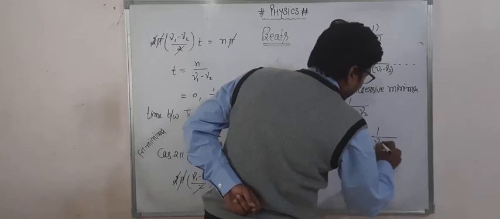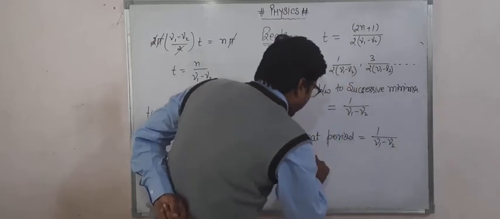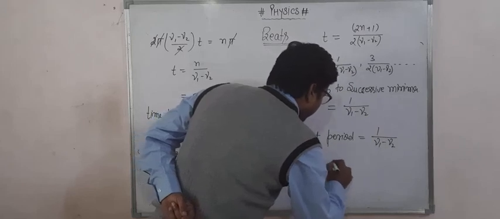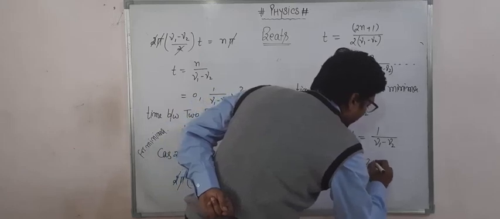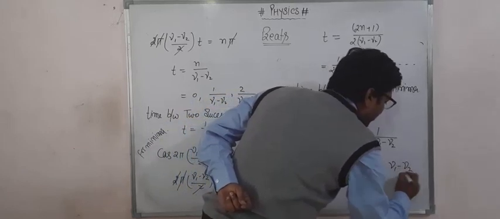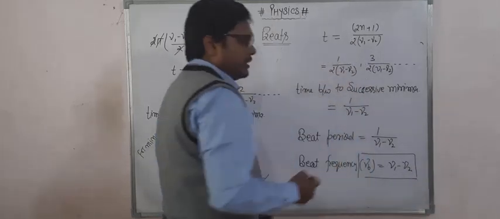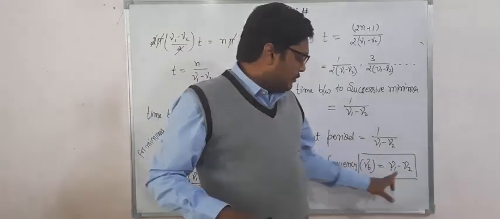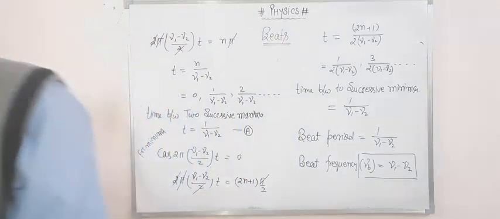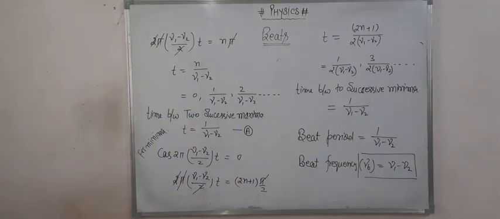The beat period is 1 upon (nu1 minus nu2), and the beat frequency, represented by nu_b, is nu1 minus nu2. In the definition I already told you that the difference between the frequencies of the two waves gives you the beat frequency. Okay, so very simply you can find it. So this is the derivation, or the calculation, of the beat frequency.